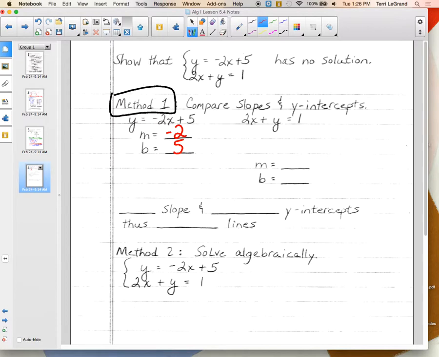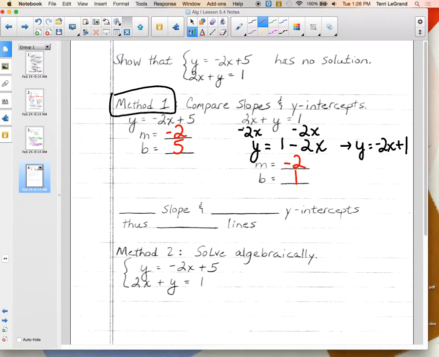The second equation, is that in slope-intercept form? No. That's a pretty easy fix though, isn't it? Subtract 2x, and we end up with y equals 1 subtract 2x, also known as negative 2x plus 1, right? Okay, what's the slope of that? -2. What's its y-intercept? 1.